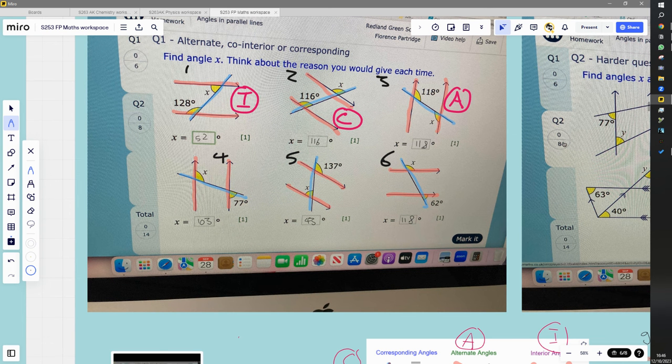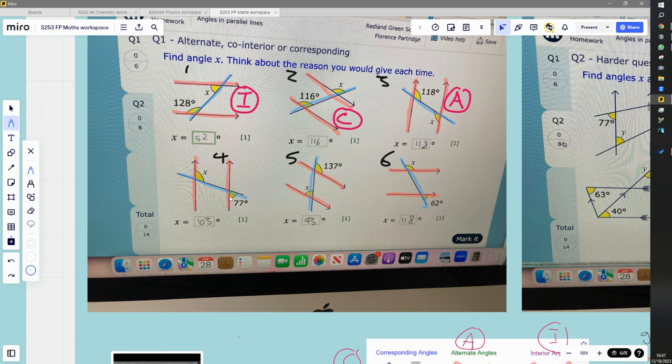You could say, well, that one and X are alternate, so they're going to be the same, and then these two added together are 180, so you can work out X that way. You could have also said that's corresponding to X. There are a number of different pathways you could choose. You could say that's corresponding to this one. Anyway, you can even say that's vertically opposite. There's lots of different ways you can do it.